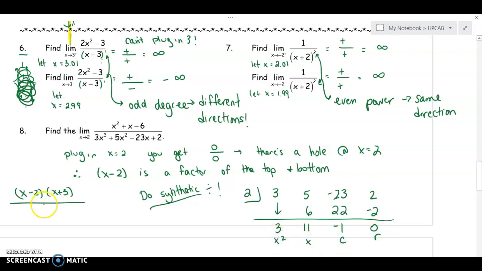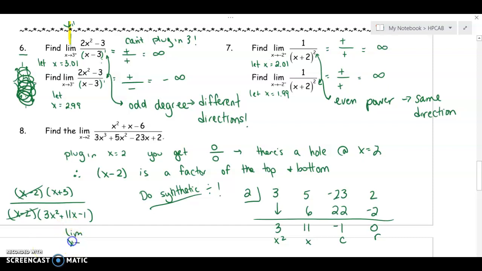So the denominator, we already know that 2 is a factor, so x minus 2 is going to go there. And then the rest of it is 3x squared plus 11x minus 1. And then from there, we can cancel those out. And now we can find the limit as x approaches 2.